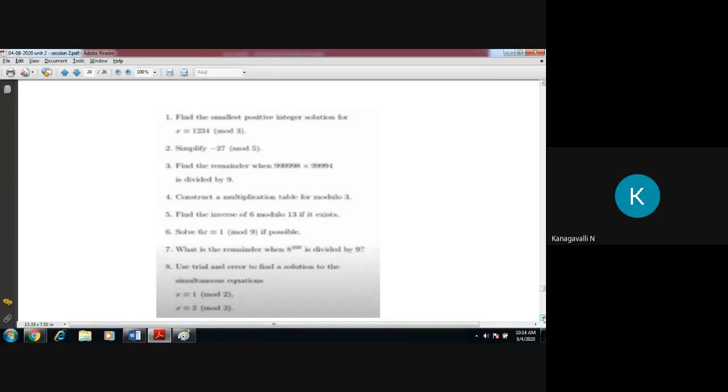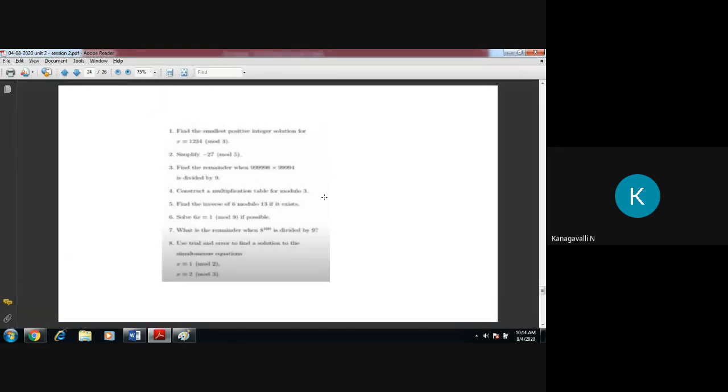If you want, please take a picture. Then the fourth one, construct a multiplication table for modulo 3. Then the fifth question, find the inverse of 6 modulo 13. I didn't teach how to calculate the inverse, but if you can, you do it. Otherwise, I'll explain in tomorrow's class, right?